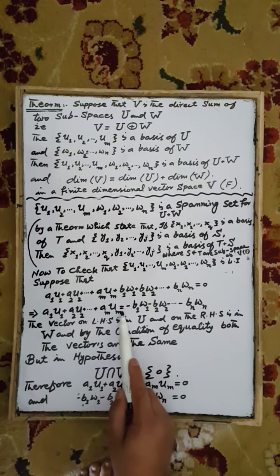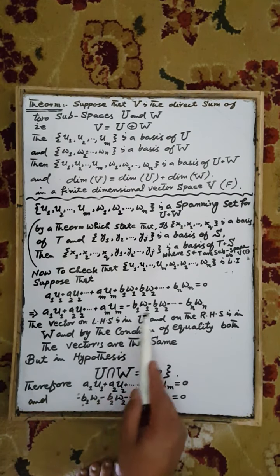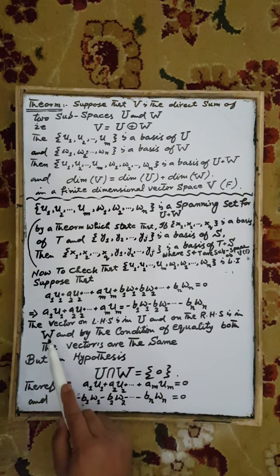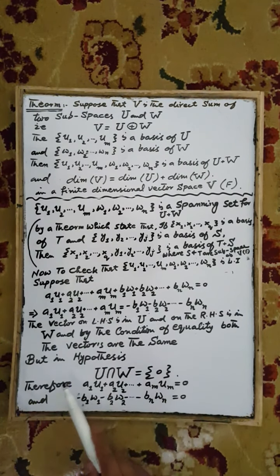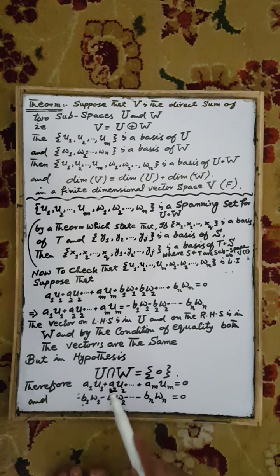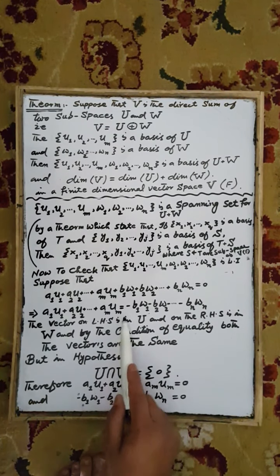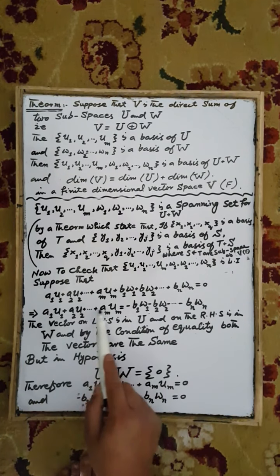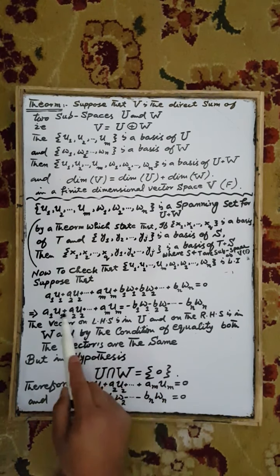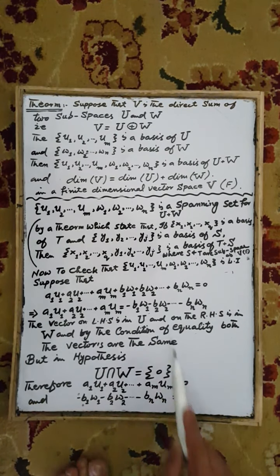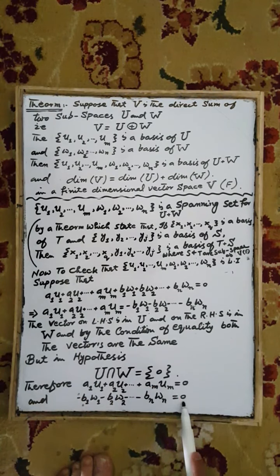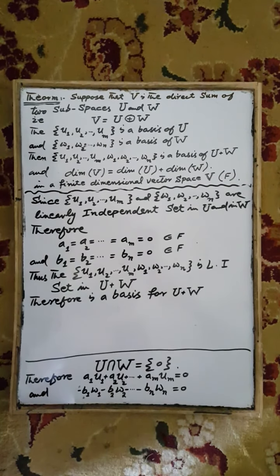And by the condition of equality between these two elements, this resultant element which is an element of u and this resultant element which is an element of w are equal. But in the hypothesis, the only element common to u and w is the zero element. Therefore, by the condition of equality, this resultant element must be equal to 0 and this resultant element must be equal to 0, because only the 0 vector is common to both the subspaces u and w.